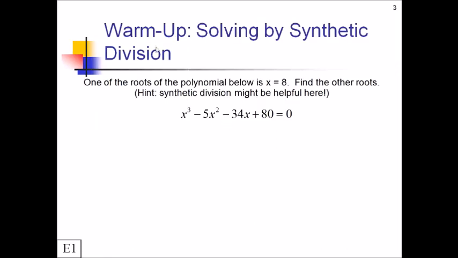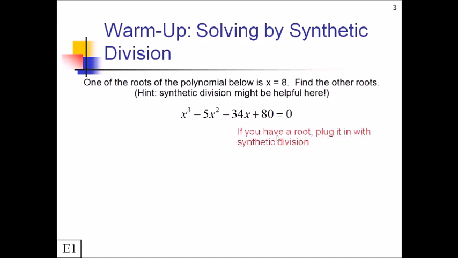For your warm-up, let's say that one of the roots of this polynomial below is x equals 8. We're giving you that one. Based off of that, see if you can find the other roots. As a hint, synthetic division might be helpful here. All right, let's see if you figured out what you needed to do here.